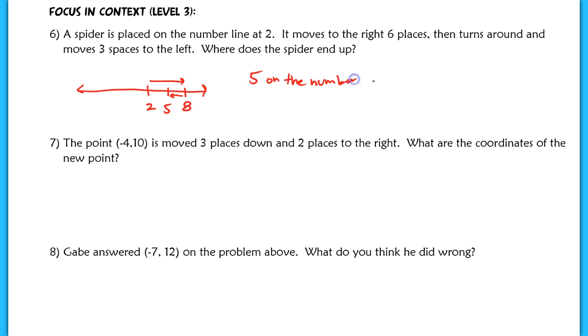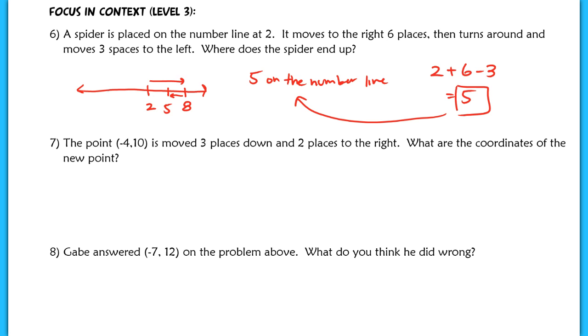Now if you didn't want to use a diagram, you can do this with just numbers here. So a spider is placed at the number line at 2. Now he moves to the right 6 places. Well, that's like adding 6 to the number. He turns around though and he moves 3 spaces to the left. So now we have to take away 3. So we have 2 plus 6 minus 3, which gives me 5. So I get the exact same answer if I do it visually with a diagram or if I just do it mathematically.